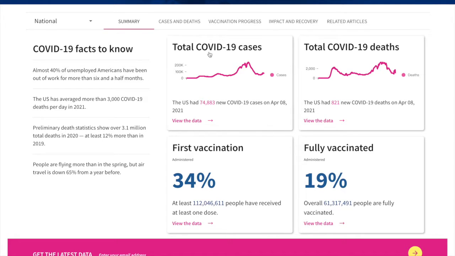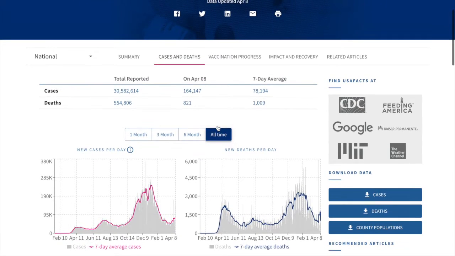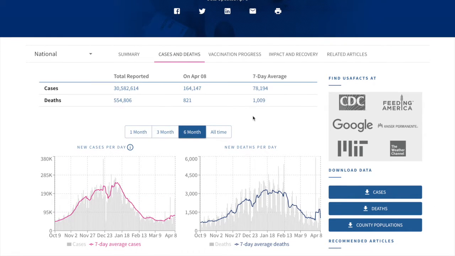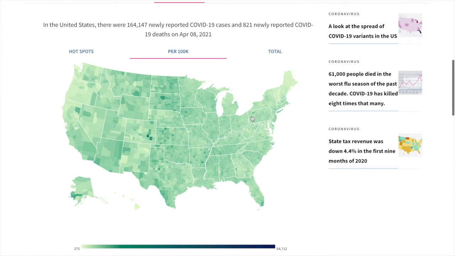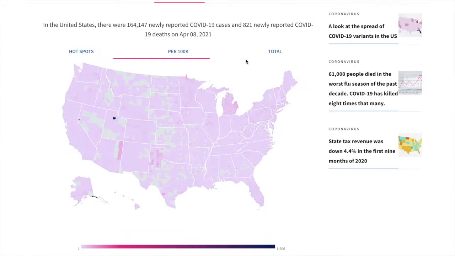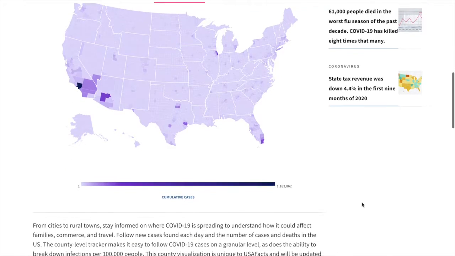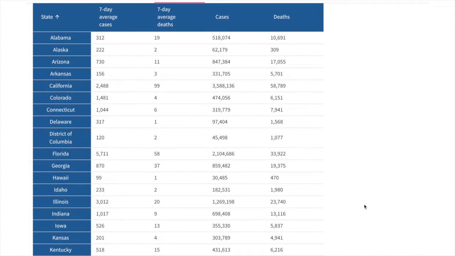Next, let's go to the tab Cases and Deaths. On this page, at the beginning, we can see the number of cases and the number of deaths. Then the following is a curve in a given time interval. Scroll down the page, there is a choropleth map. You can see the severity of the pandemic in each state at a time with respect to the per 100K population and the total. Scroll down again, there is a raw data table where you can find the original data.